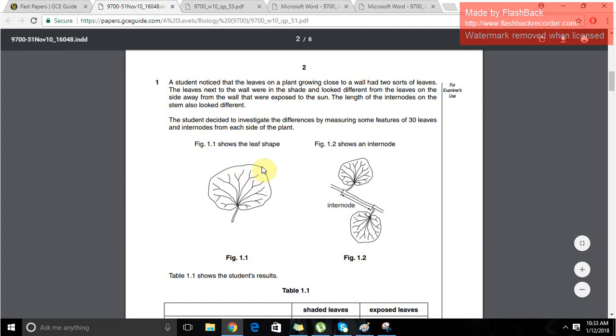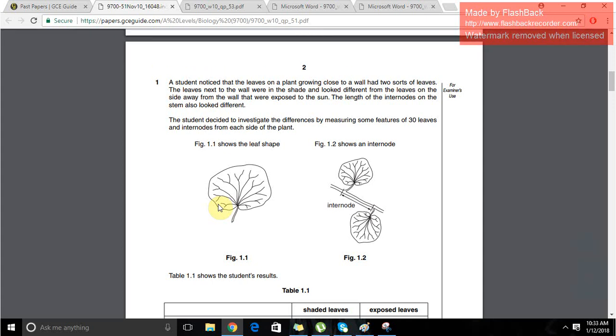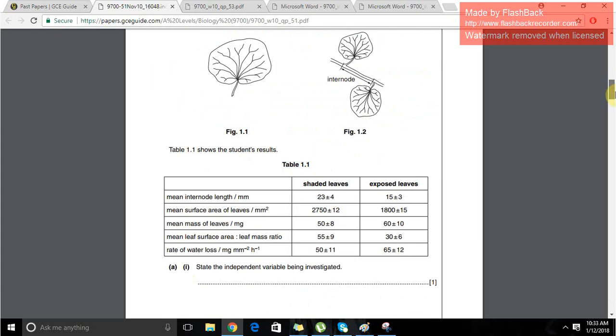And this is basically the general leaf shape. This is what both the leaves generally look like. Obviously there are differences, they've stated themselves with the general appearance. And this is what an internode is, and this is the internodal distance. This is an internode and this is the internodal distance. And table 1.1 shows the students' results.